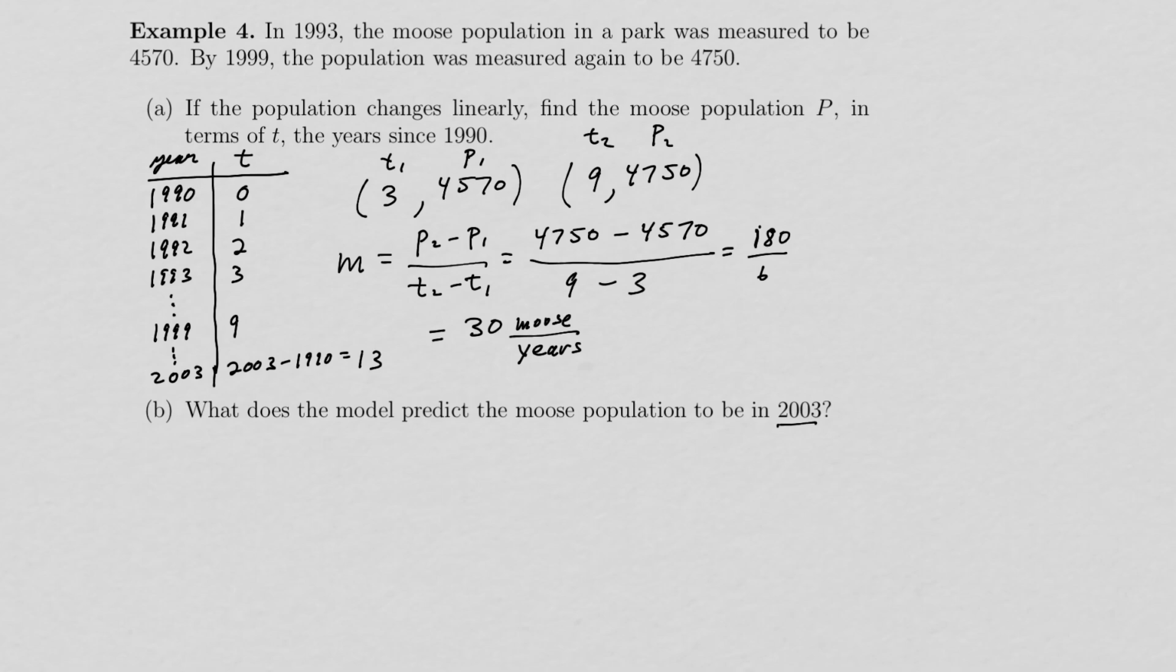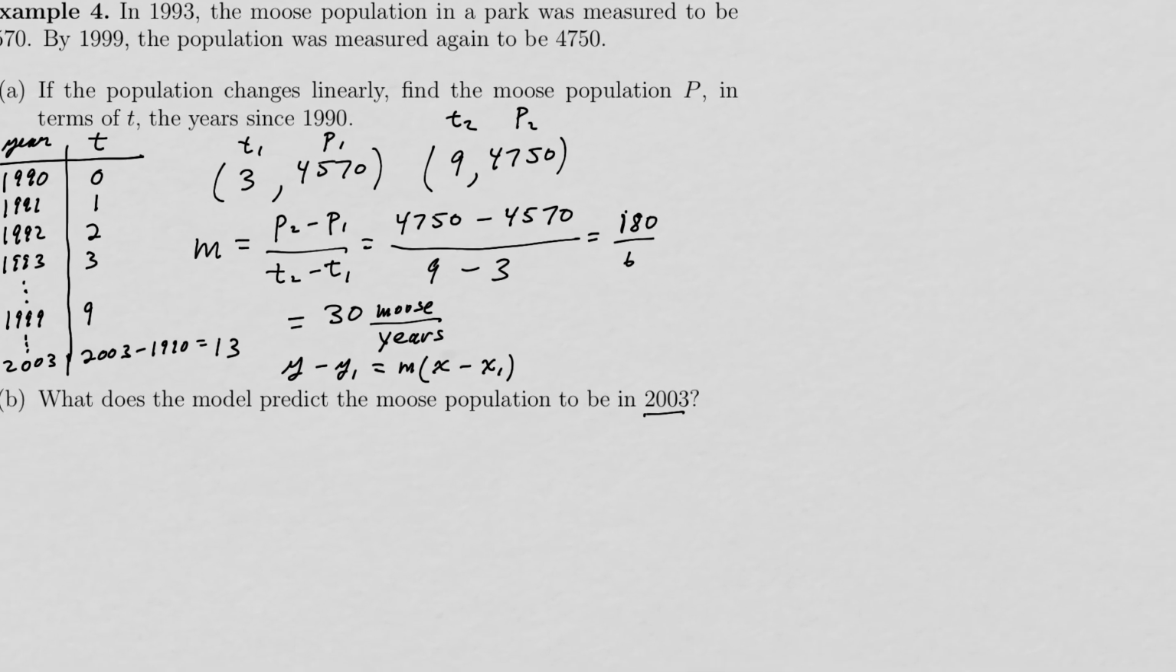Okay, so remember in general, the point slope form is y minus y1 equals m times x minus x1. Except in this case, we're using p instead of y, and we're using t instead of x. So I could write this as p minus p1 equals m times t minus t1.